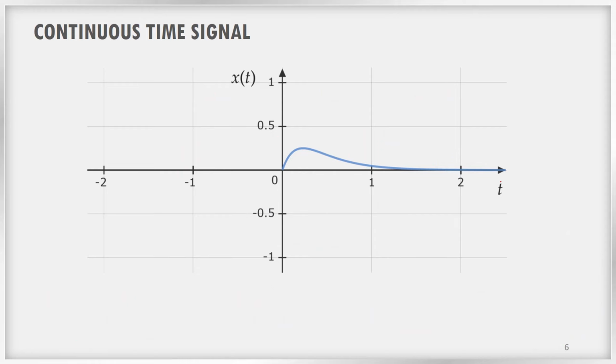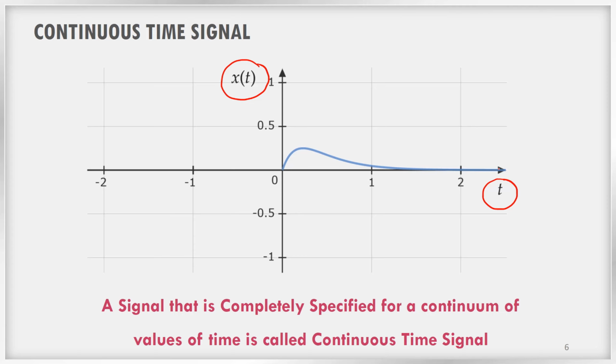Here you can see there is an x-axis and y-axis. The x-axis is time t and the y-axis is x of t. You can see how the signal x of t is plotted on this particular graph. A signal that is completely specified for a continuum of values of time is called a continuous time signal.